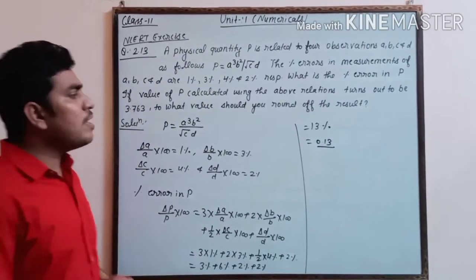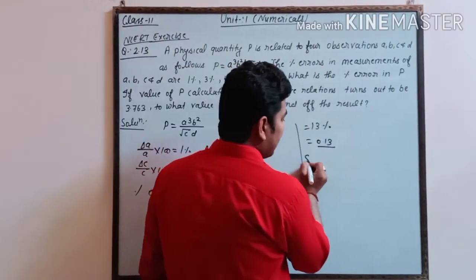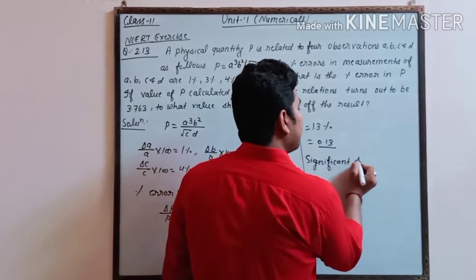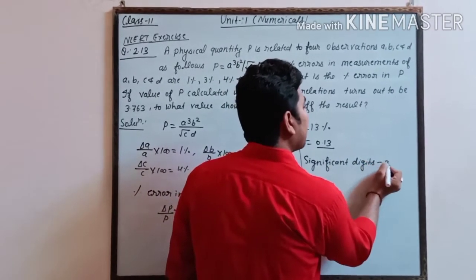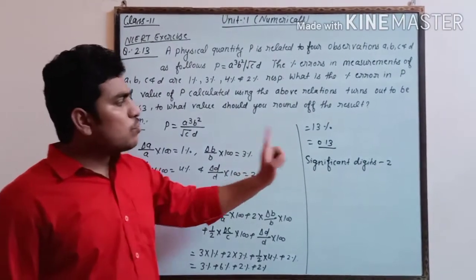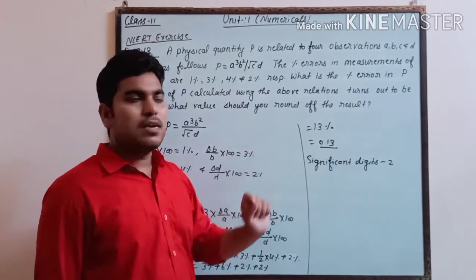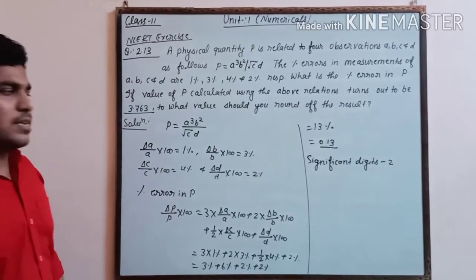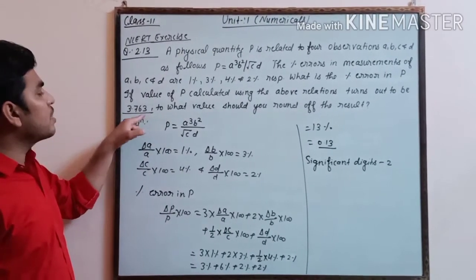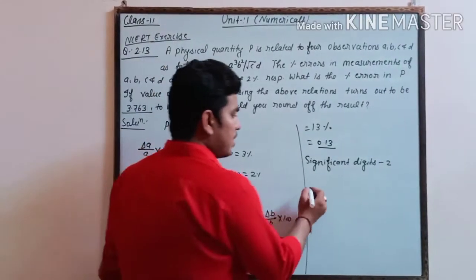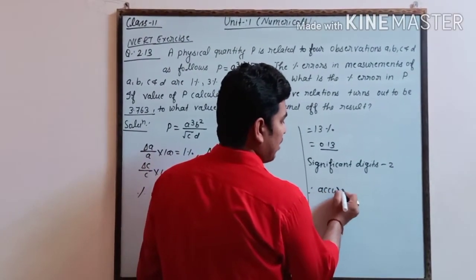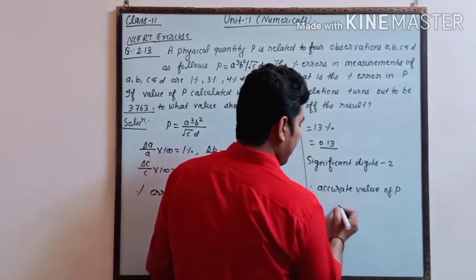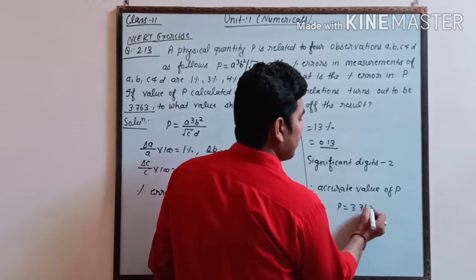Then how many significant digits are there? Significant digits 2. There are only 2 significant digits, 1 and 3. So this result should be rounded off to 2 significant digits. It means the total significant digits should be 2. Means the accurate value of P, it will be 3.763.